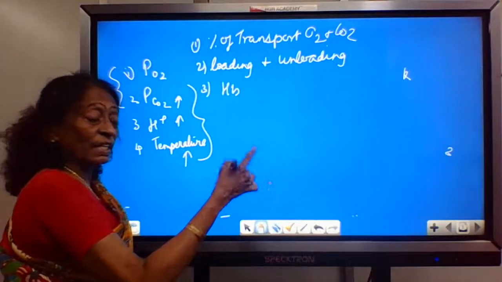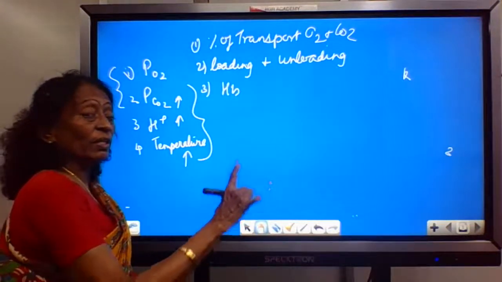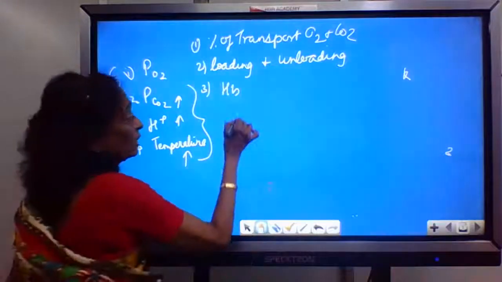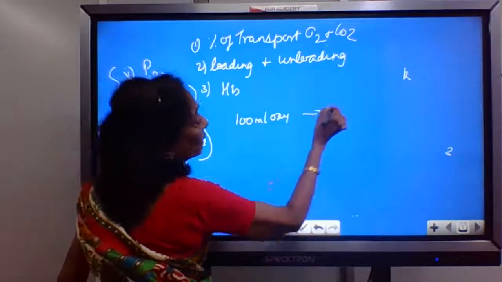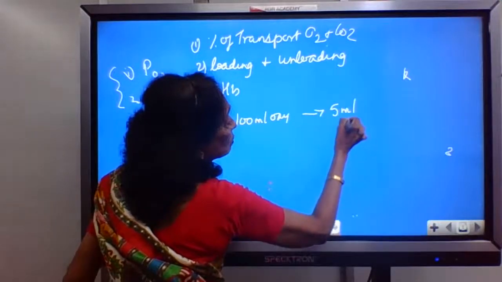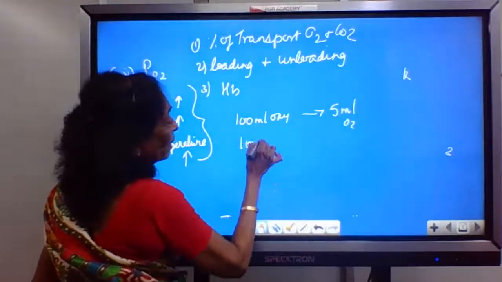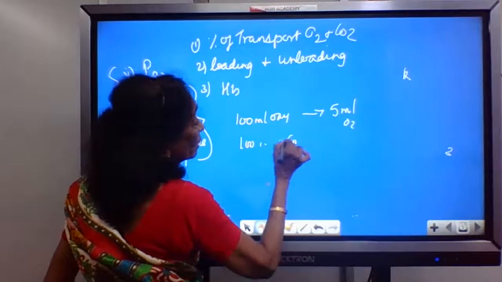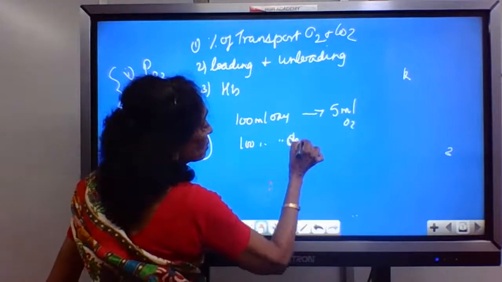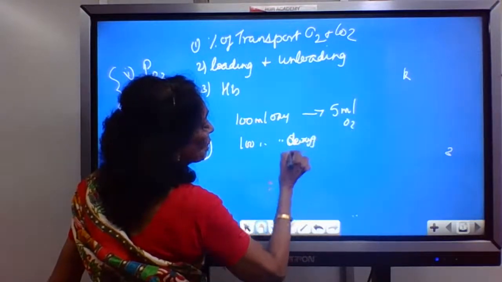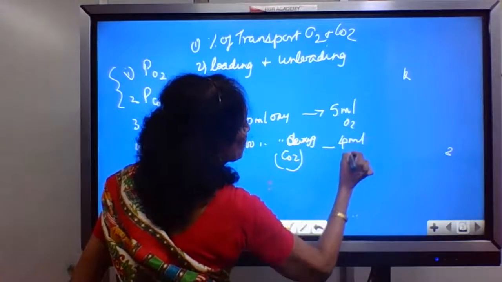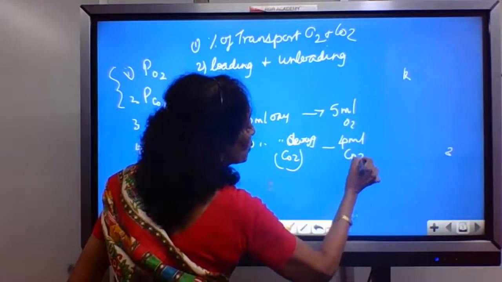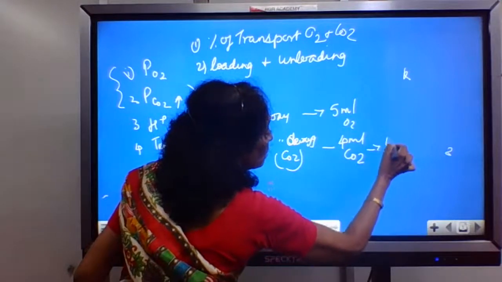At the same time, 100 ml of oxygenated blood will give you 5 ml of O2. Now, 100 ml of CO2, deoxygenated blood. Deoxygenated means what? CO2 is more. It will give you 4 ml of it, where? To the lungs, in the lung.